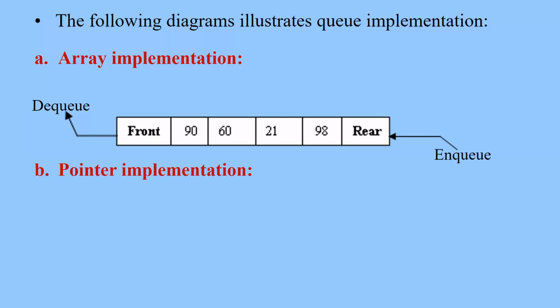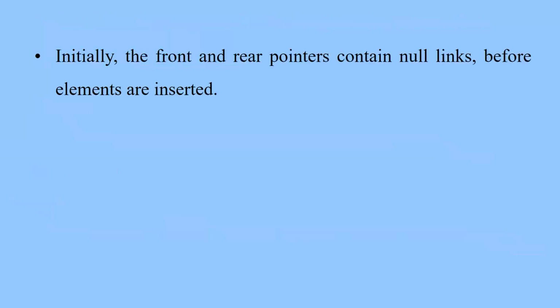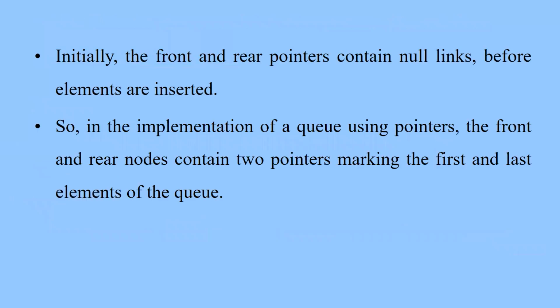When it comes to pointer implementation, we do it as follows. So we can dequeue from the front, and we can enqueue from the rear. Initially, the front and the rear pointers contain null links before elements are inserted.